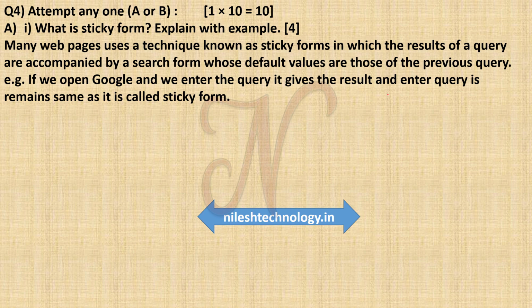Okay, so see here, what is a sticky form? Many web pages use a technique known as a sticky form, in which the results of a query are accompanied by a search form whose default values are those of a previous query. For example, if you open Google and enter a query, it gives the result of the entered query. The query remains the same as it is, which is called a sticky form.